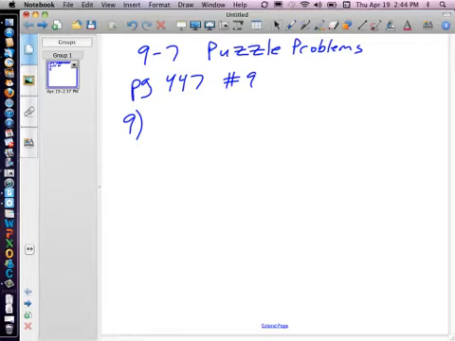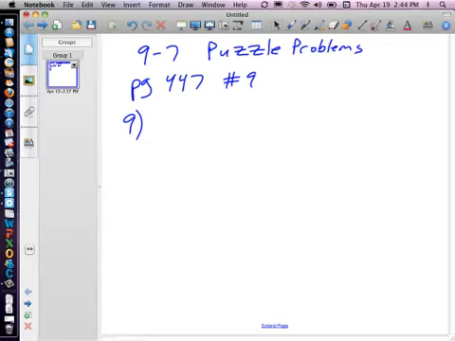So when we read problem number 9, it says when the digits of a two-digit number are reversed, the new number is 36 more than the original number. The units digit is twice the tens digit. What is the original number?